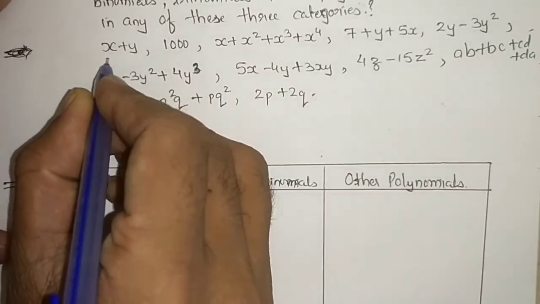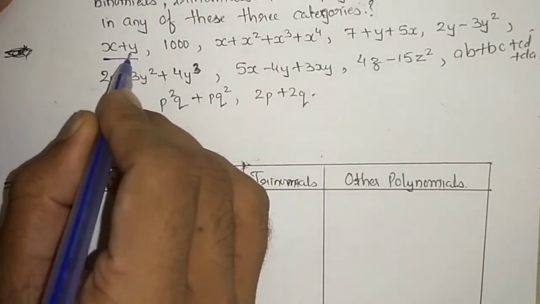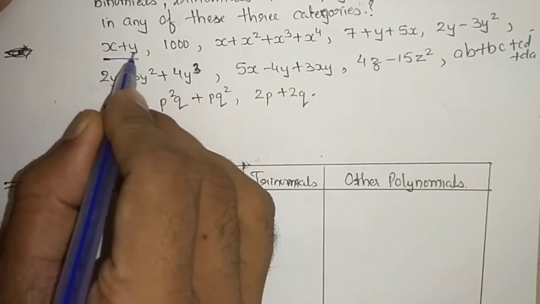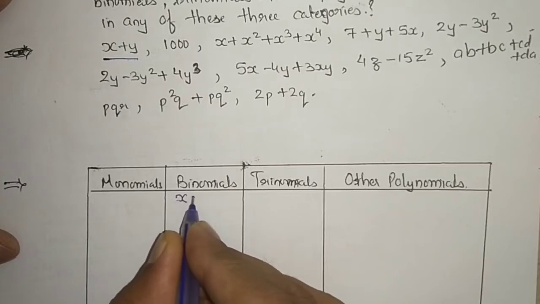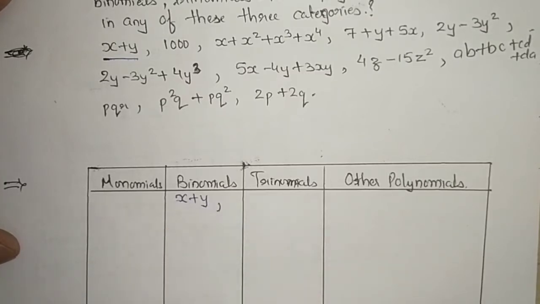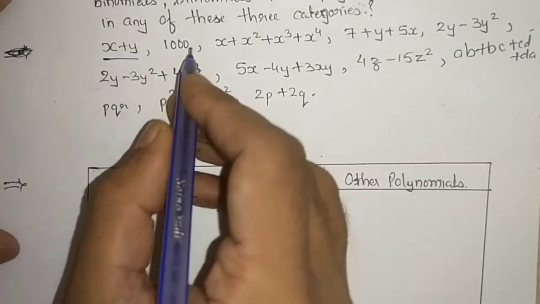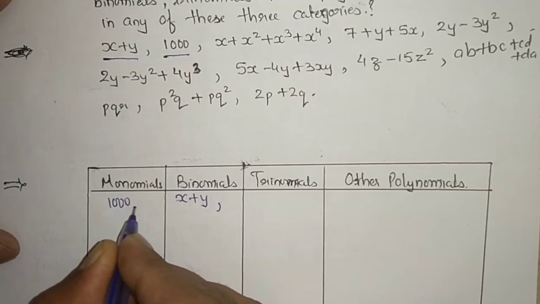If I see the first expression, it has two terms, and an expression which has two terms is called a binomial. So I will write here x plus y. Now moving to the next expression, this is only one term, so I will write it in monomial.